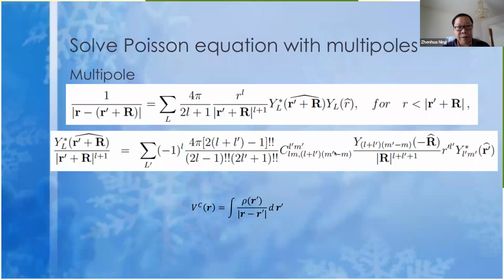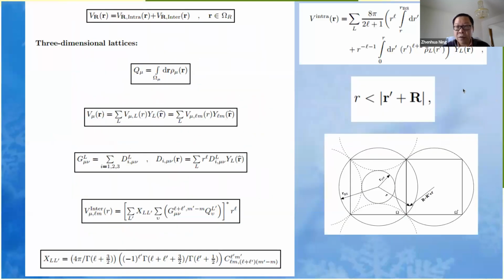Another thing is that the first expansion requires the condition that R must be smaller than R prime plus R. Can this condition be satisfied in the whole space? Of course, it's not. For example, for the points inside the moon region, in this region, that condition is violated. So people need to put in some correction term. It is also called near field correction.